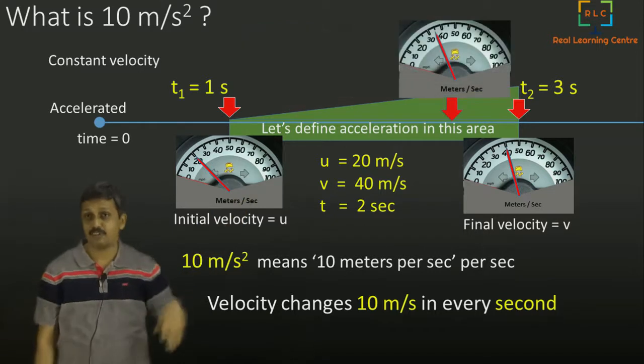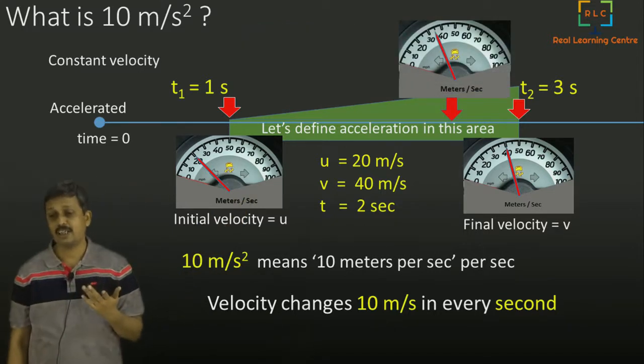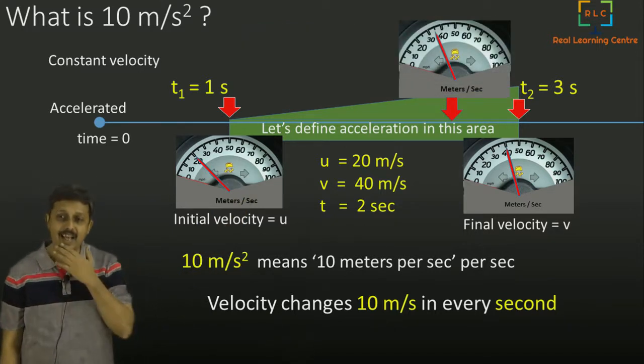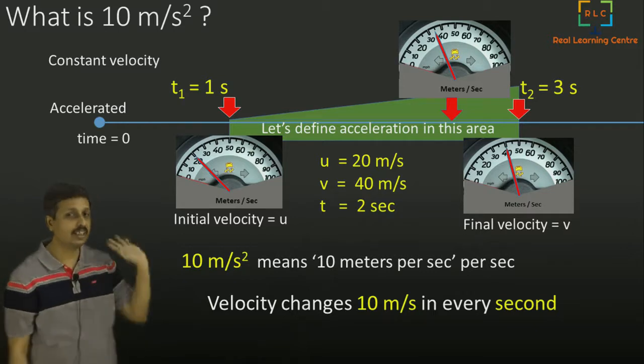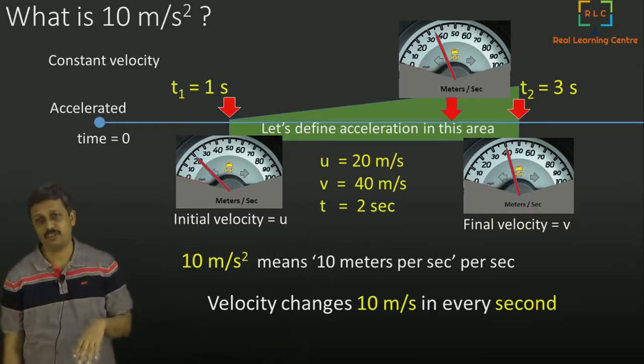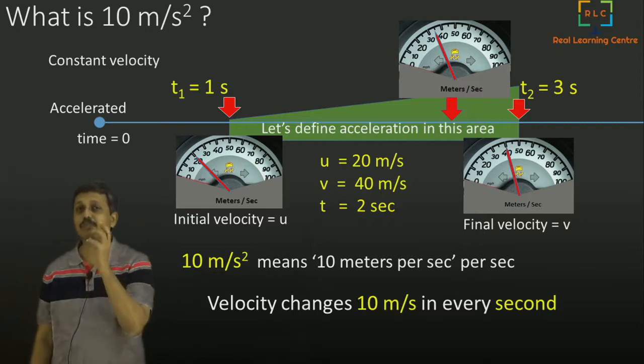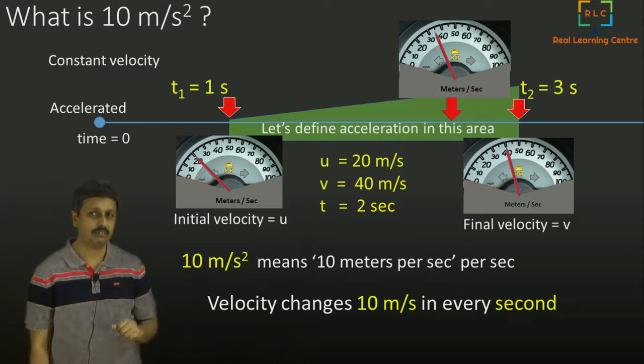And if you take, for example, after that you will get about 35 meters per second. So like that, once you have the acceleration, you can calculate velocity at any point. So that is the meaning of 10 meters per second square.